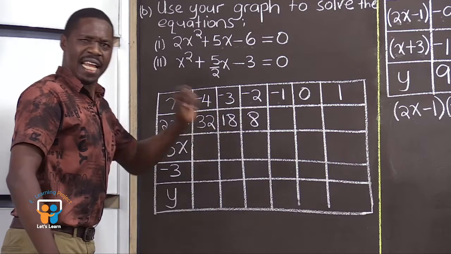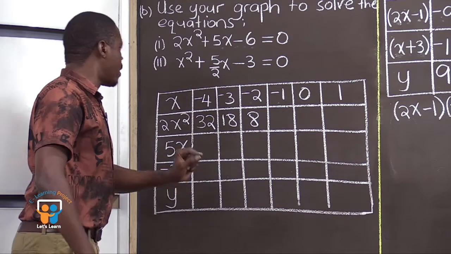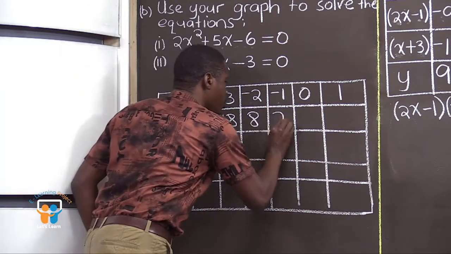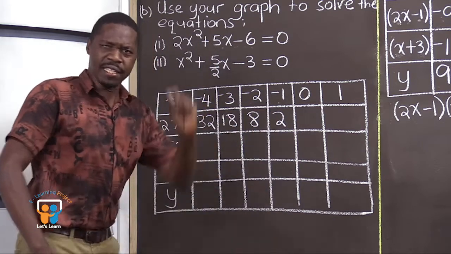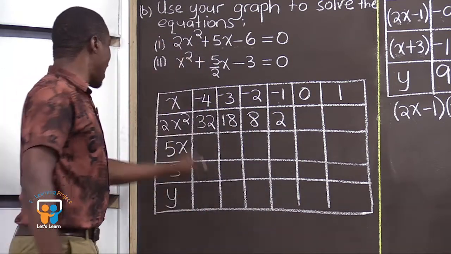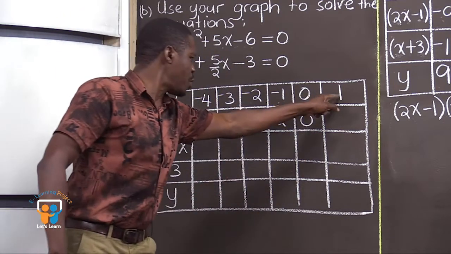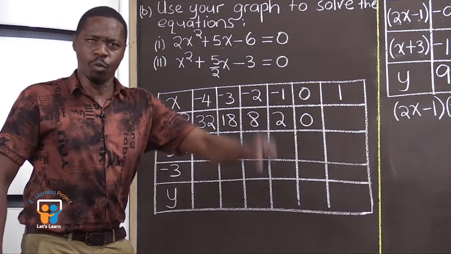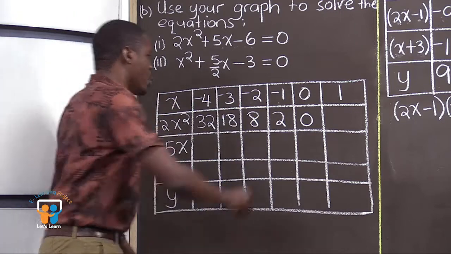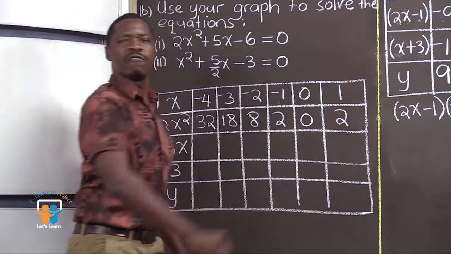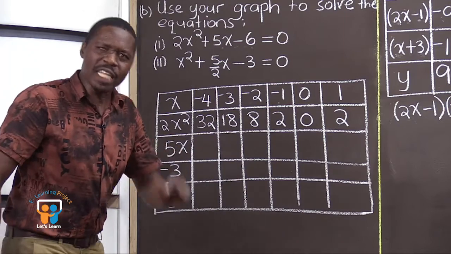Negative 1 squared is a negative 1 times a negative 1, which is a 1, times a 2, you have a 2. 0 squared is a 0 times a 0, which is a 0, times a 2, you remain with your 0. 1 squared, this one here, is a 1 times a 1, which is a 1. A 1 times a 2, you get a 2. We are through with the first row. We are now continuing with the second row.